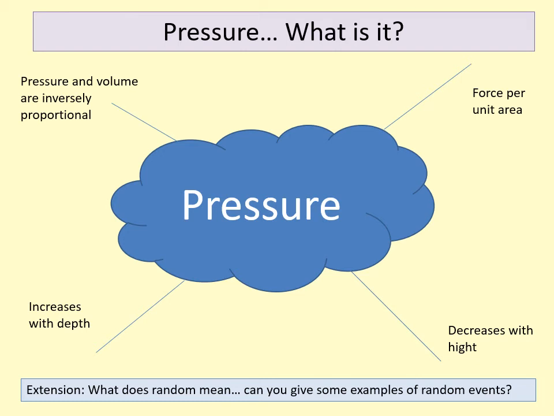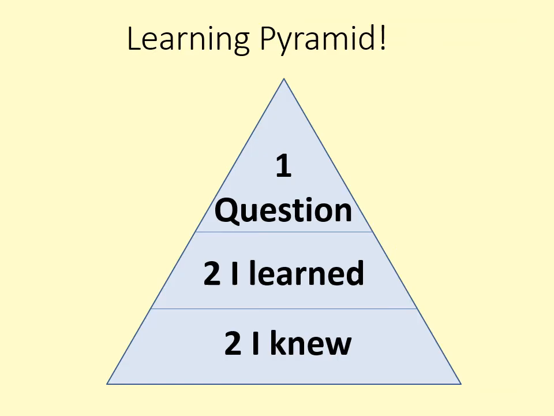Related to the extension question, random means there is no sequence. This is just frequent collision, so it can happen as random movement of the particles. You can't predict where they are going to hit and at what force they are going to hit. It depends on their movement and their frequent collisions, and it's all random. You can't predict where they are going to be.